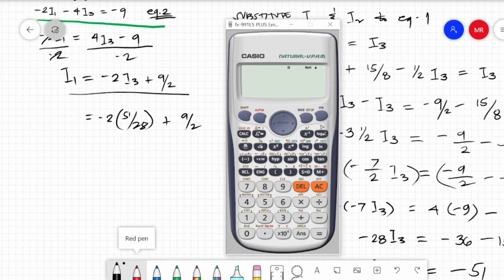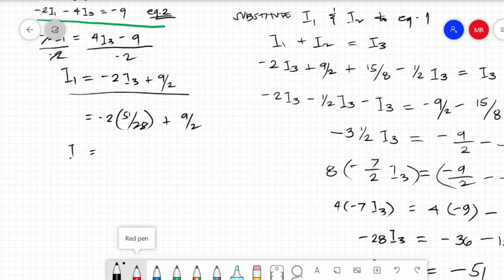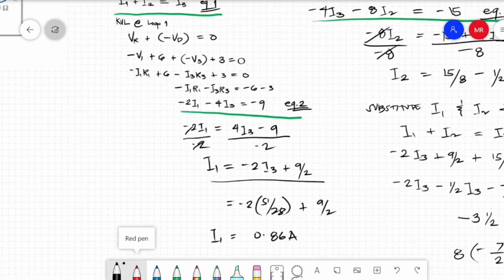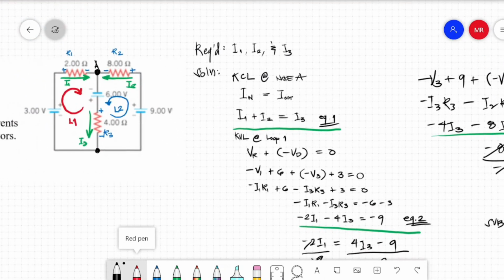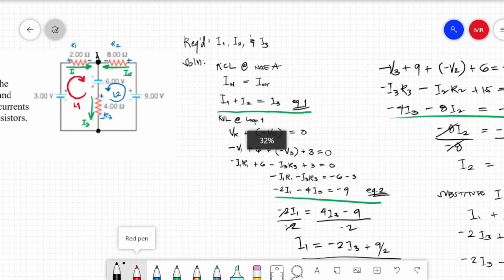This will be negative 2 times 51 over 28 plus 9 halves, which gives 6 over 7, or 0.857, or 0.86 amperes. I1 is 0.86 amperes. So we get again a positive result. Therefore, for I1, we are correct with our assumption going to the right.